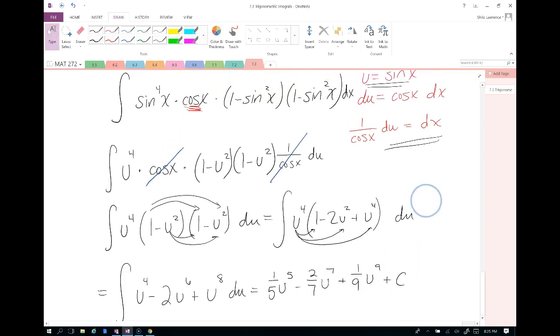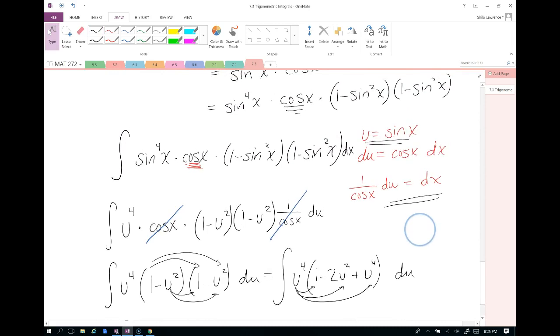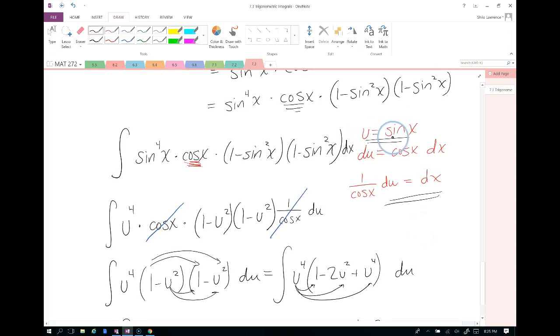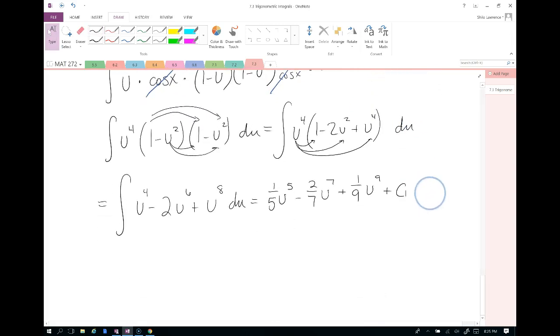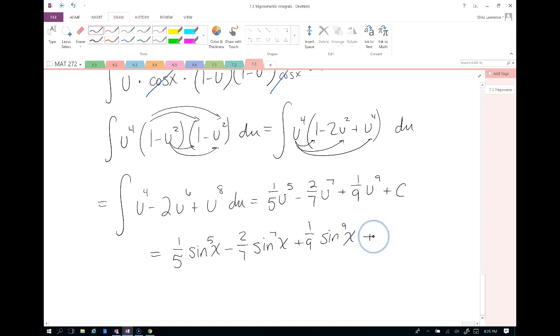And we want to change this back into a trigonometric answer. Remember, our u this time was sine. So every time I had a u, I'll replace it with the sine for my final answer. 1/5 sine x to the 5th minus 2/7 sine x to the 7th plus 1/9 sine x to the 9th plus c. And that is our antiderivative.